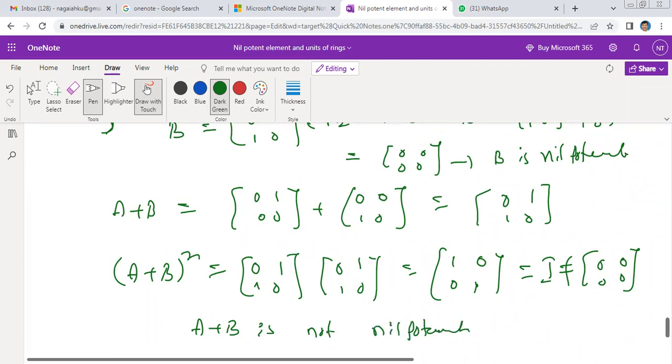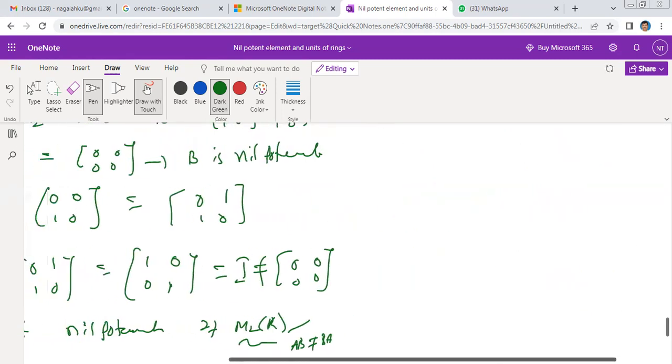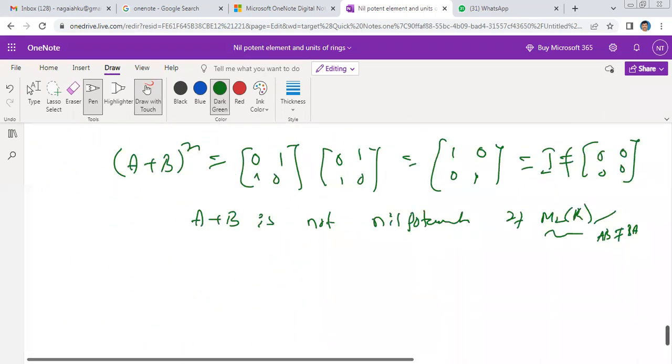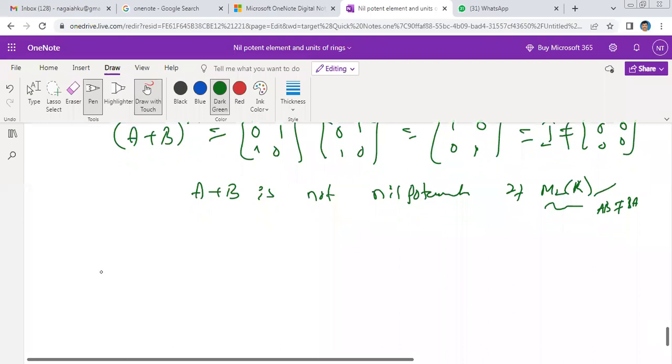So the condition is that commutativity is a must for A plus B to be a nilpotent element of M2(R). Because M2(R) is not a commutative ring under multiplication, AB is not equal to BA. So if A and B are two nilpotent elements, A plus B need not be a nilpotent element of a ring R. This is the first property. Commutativity is a must.